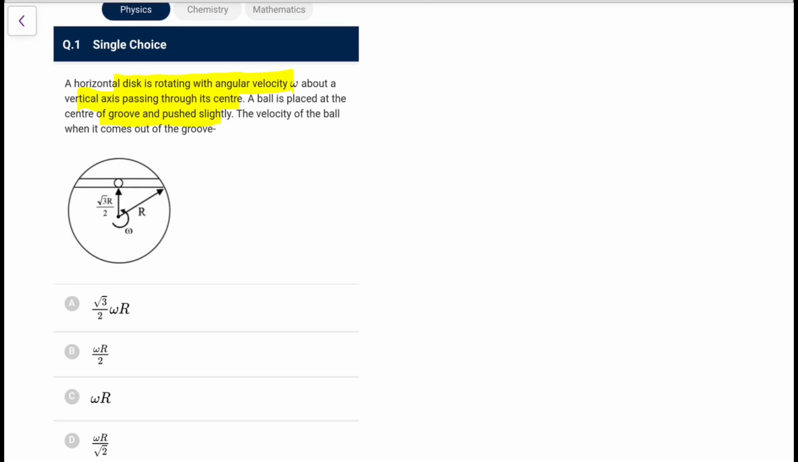Here you need to first find out the speed of the ball in the frame of the groove, and then the velocity of the groove will be added. So the velocity of the ball would be the velocity of the ball with respect to the disk plus the velocity of the disk. That is how we are going to do it. So first of all, why does it move with respect to the disk?